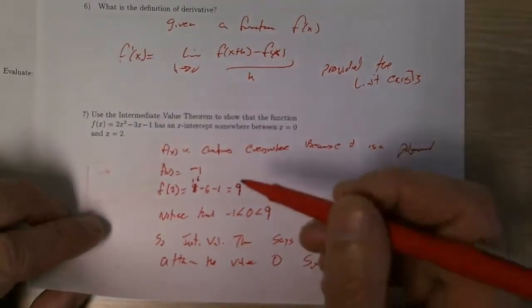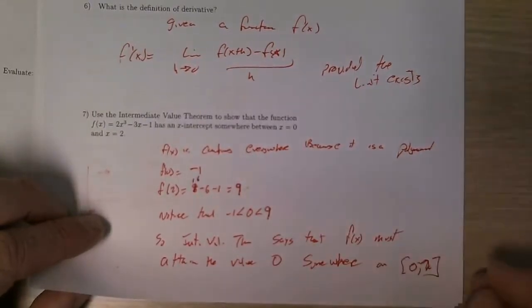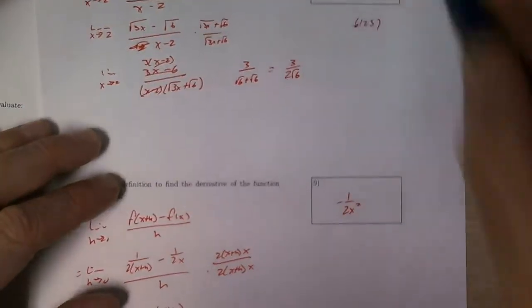Okay. So I was looking to see that you checked the endpoints. I was looking to see that you mentioned, hey, that this is a continuous function, and then quoting the mean value theorem. Intermediate value theorem. Mean value theorem coming up later. I'm going to switch to a different pen here.